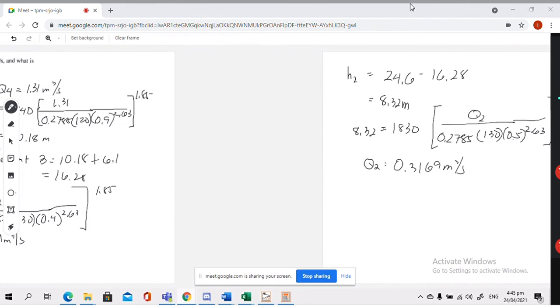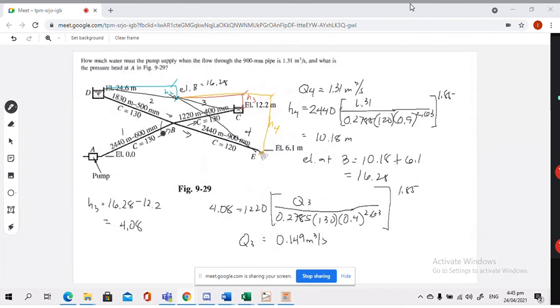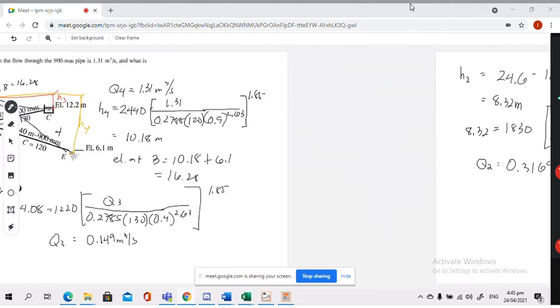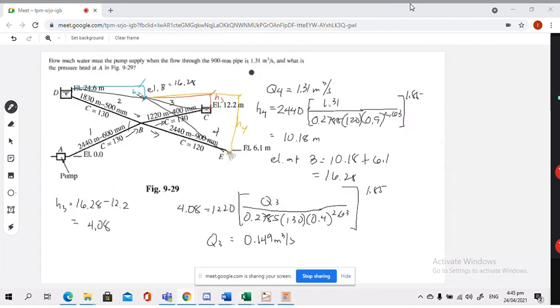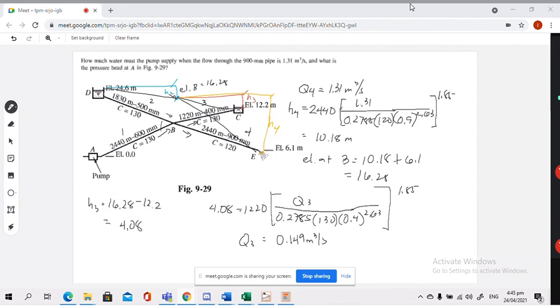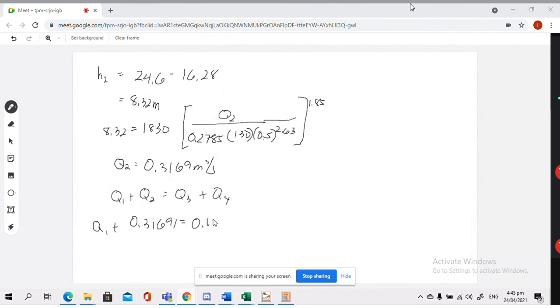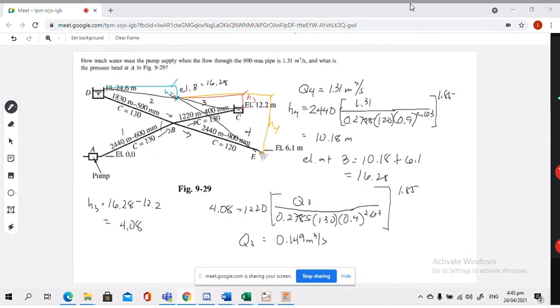Okay. So again, if we formulate the equations nga nasa R, so ang nasa R is Q1 plus Q2 equals Q3 plus Q4. Q1 is our unknown now. Q2 is 0.3169. So si Q3, katoto na solve ganina nga 0.149. And si Q4 nga given which is 1.31.